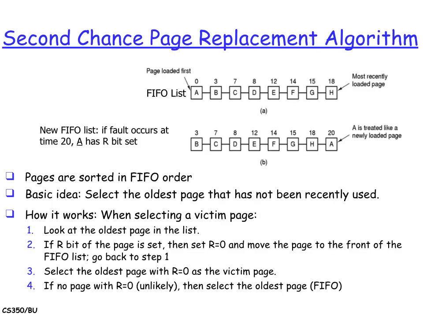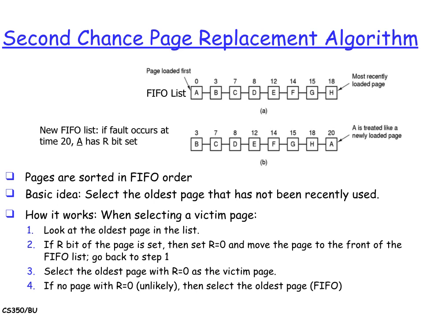This is known as the second chance page replacement algorithm. The second chance algorithm is just like first in, first out. It would pick the oldest page in memory as the victim. But before kicking the page out, it would give the page a second chance. Second chance means that it would examine the referenced bit for the page, the R bit.